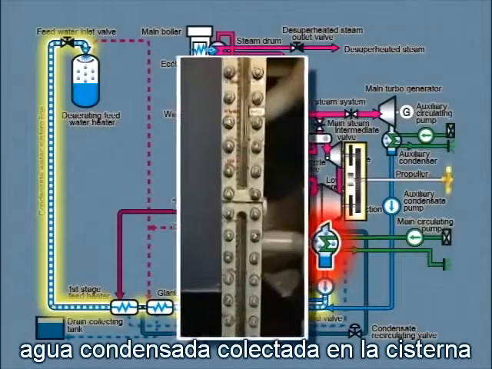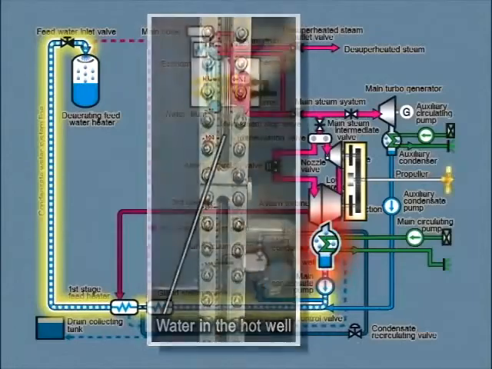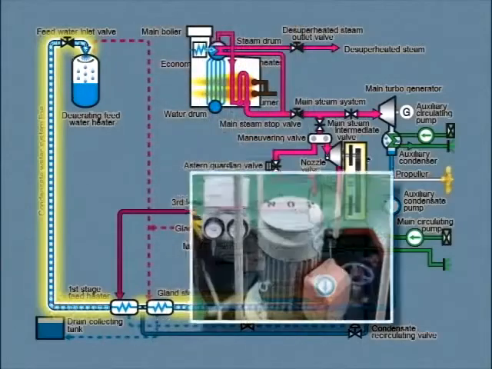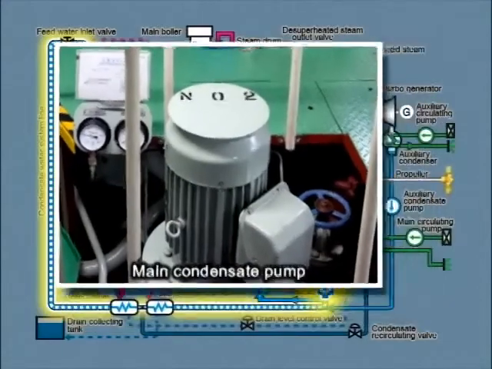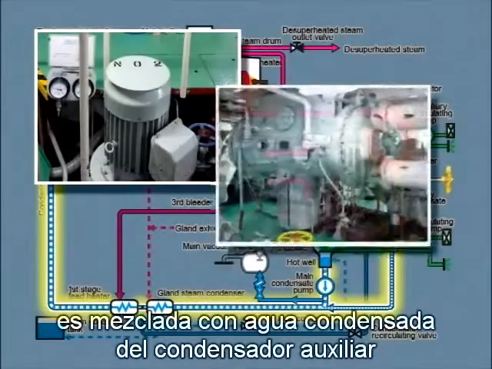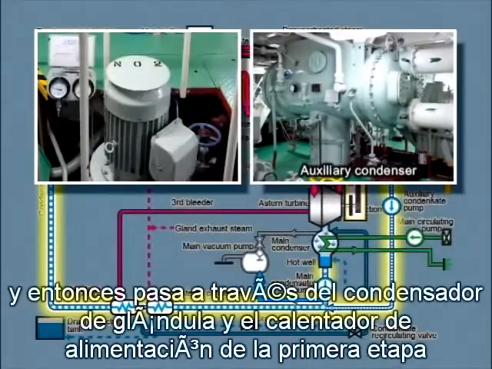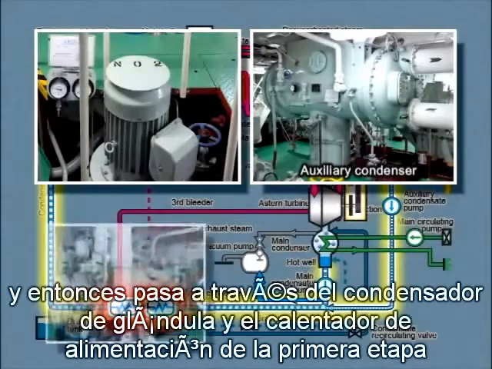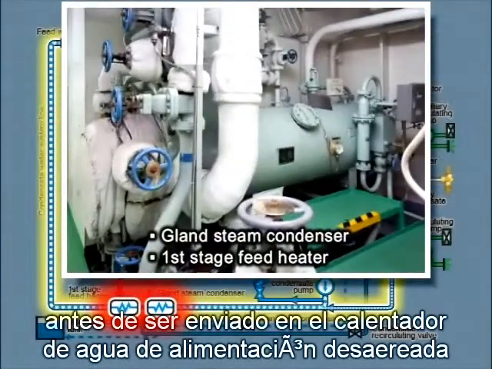Condensate water collected in the hot well is sucked in by the main condensate pump. It's mixed with condensate water from the auxiliary condenser and then passed through the gland condenser and first stage feed heater before being sent to the deaerating feed water heater.